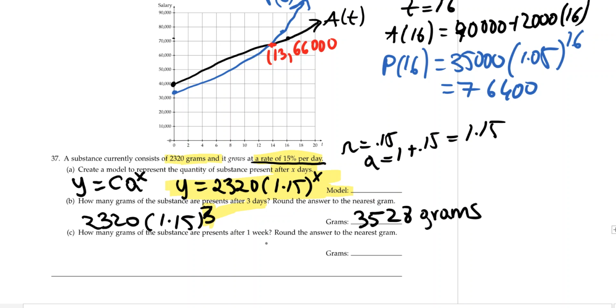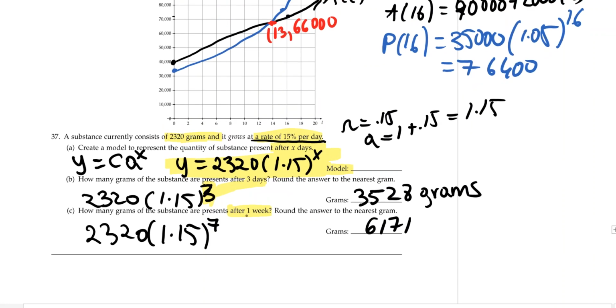How many grams of the substance are present after 1 week? Well, X is measured in days, so 1 week means 7 days. So this will be the same, but X is 7 now. When I change the 3 into a 7, I get 6171 grams. Okay, so we just have to pay attention.